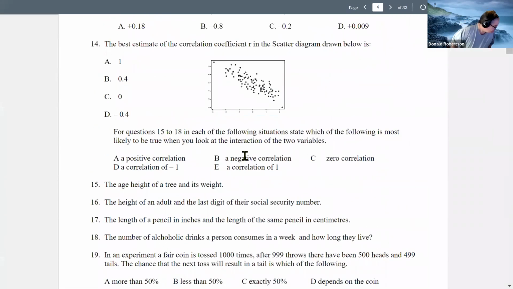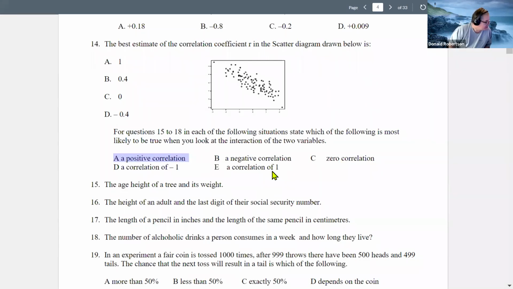Now, 15 to 18. It's positive, negative, 0, a -1 correlation, or a +1. These two at the end are for perfect straight lines, a sequence of dots on the same straight line. So if you do the age and height of a tree, it would be a positive correlation, right? The older the tree, the taller it got, at least for its growing life.